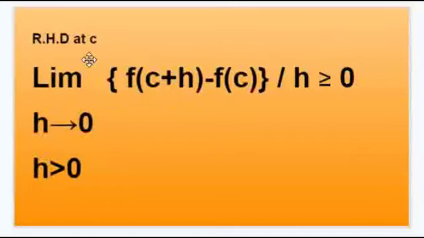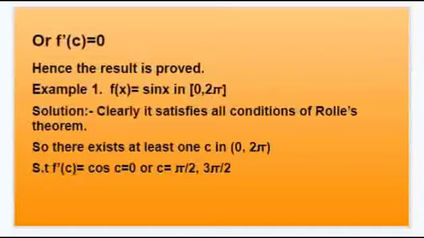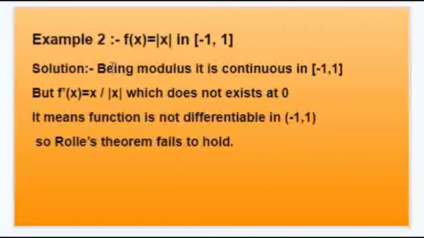Similarly, the right hand derivative is greater than or equal to 0, but the function is differentiable at the point c. Therefore, f dash of c equals 0, which proves the result. Now we do two examples.